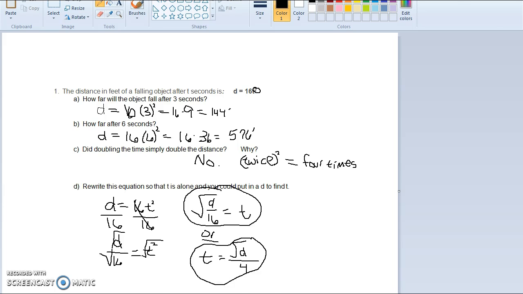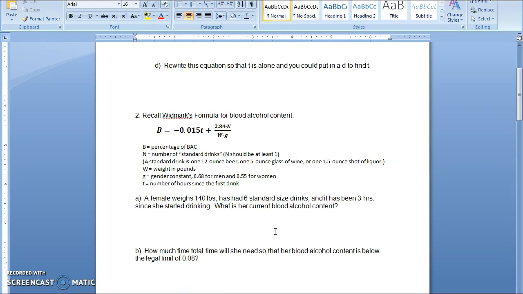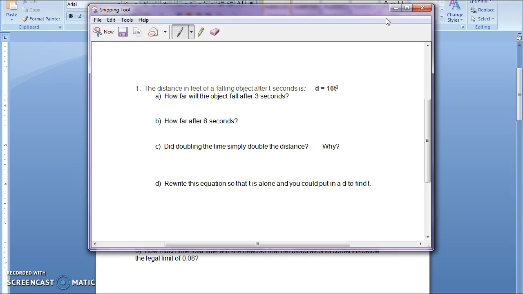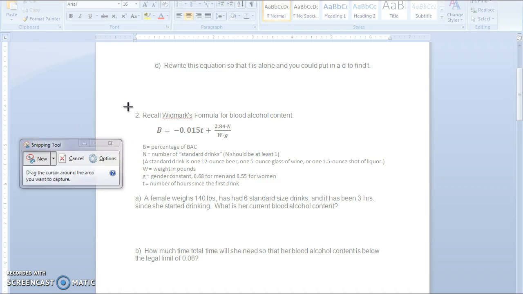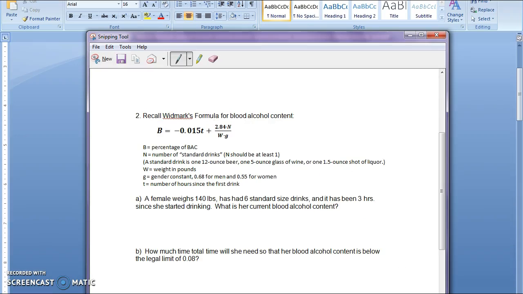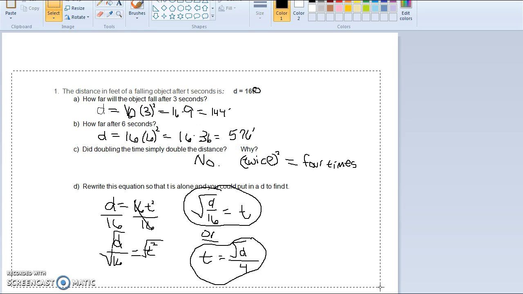So on the next problem, we are going to be looking at Widmark's formula. And if you recall, this is the formula for blood alcohol content. I apologize, this is the best way I could find to be able to write on the document.